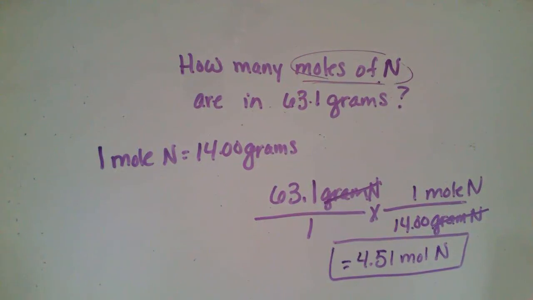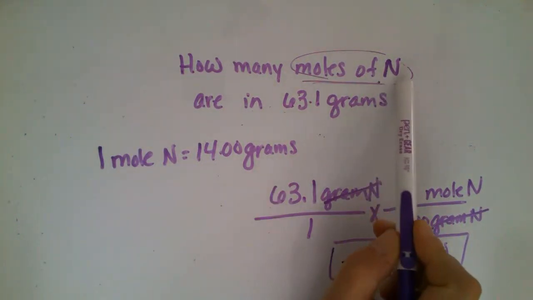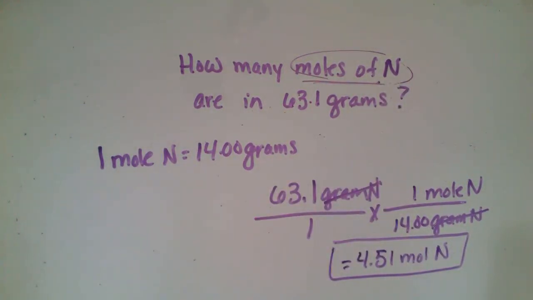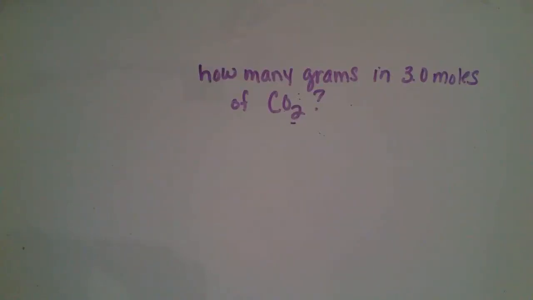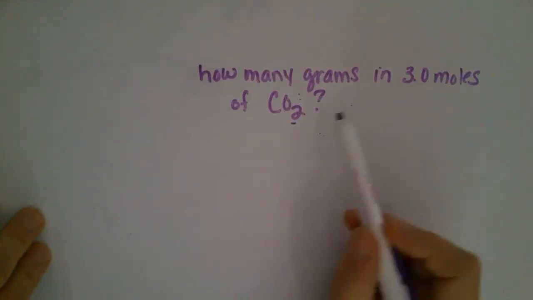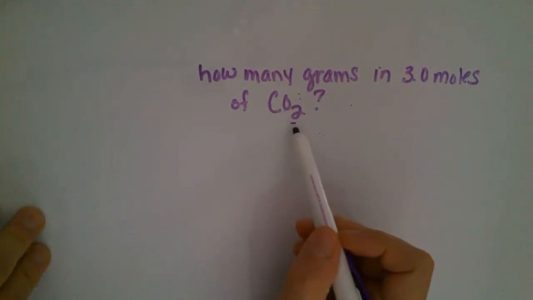At this point, you can work on the first 2 problems on the assignment. Now what we're going to do is look at what happens when you add a compound to it. So we've only focused on single elements, so just nitrogen or just carbon. But what happens if you have a molecule that's got more than 1 element in it? Okay, so how many grams are in 3.0 moles of carbon dioxide?